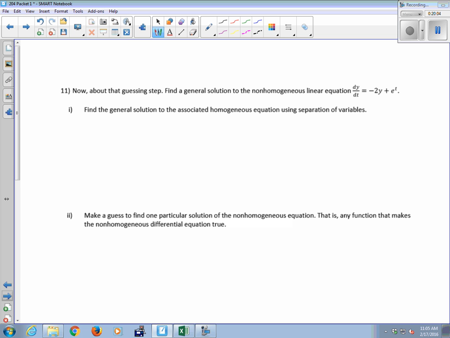The first step of the process is to solve the associated homogeneous equation. So first thing I want to do is solve dy/dt equals negative 2y. Just drop the b of t term. You can solve this by separation of variables, and you get y sub h for the homogeneous is c e to the negative 2t. You can verify it by doing the work on separation of variables on your own.